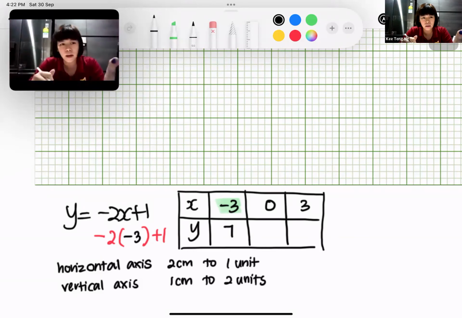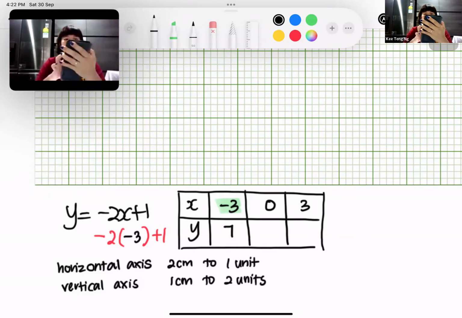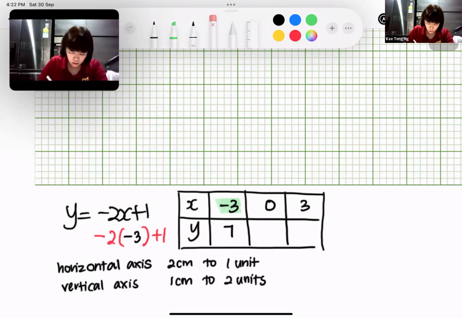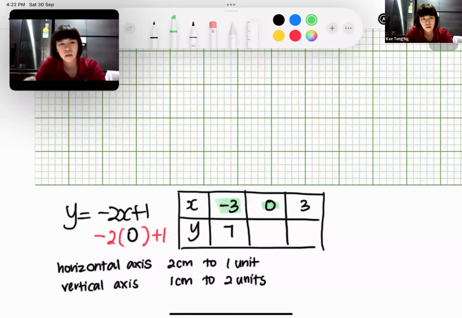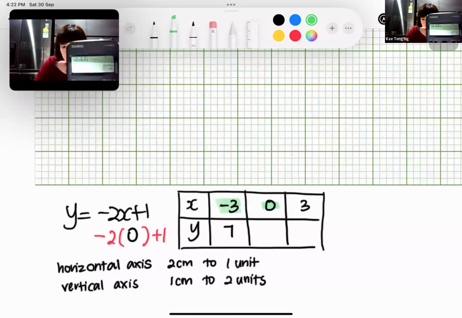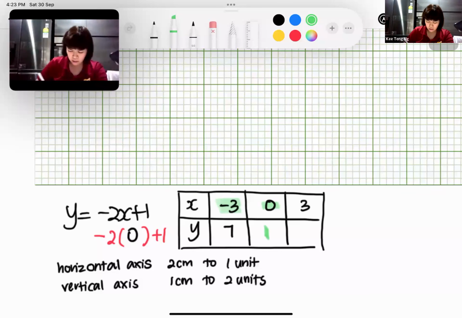Then you go back here and you change your brackets. Then you move to the next number to calculate. I don't want the negative 3. The next number will be 0. So when x equals 0, you press 0 and calculate your answer over here. It will look something like that, and that will be 1.